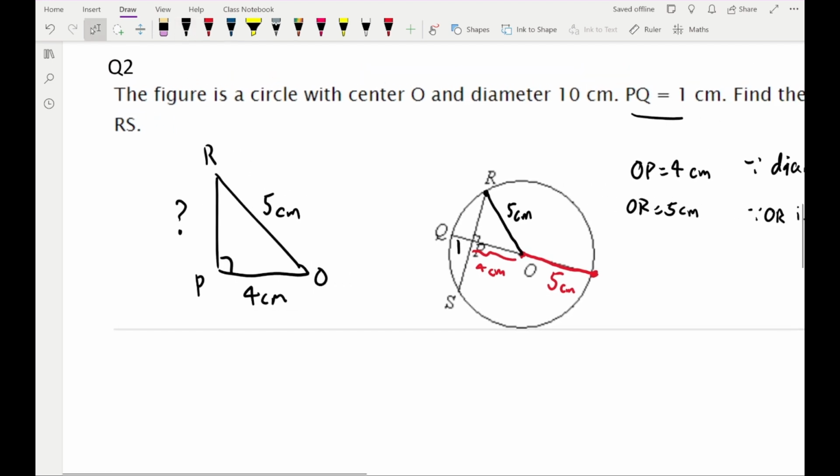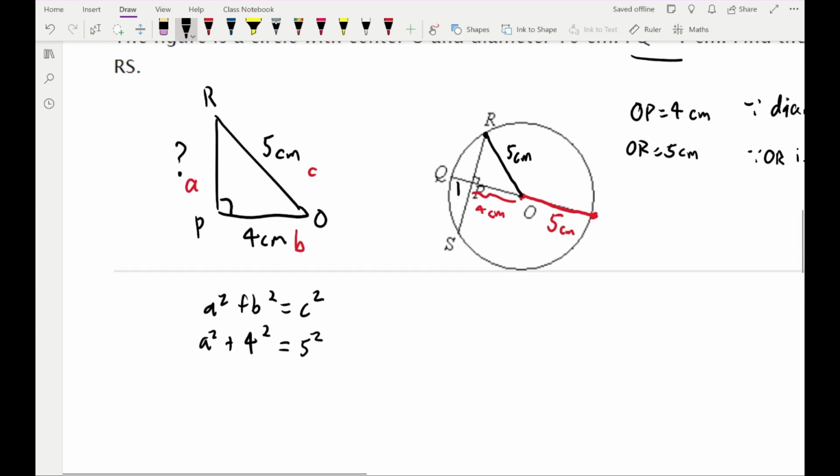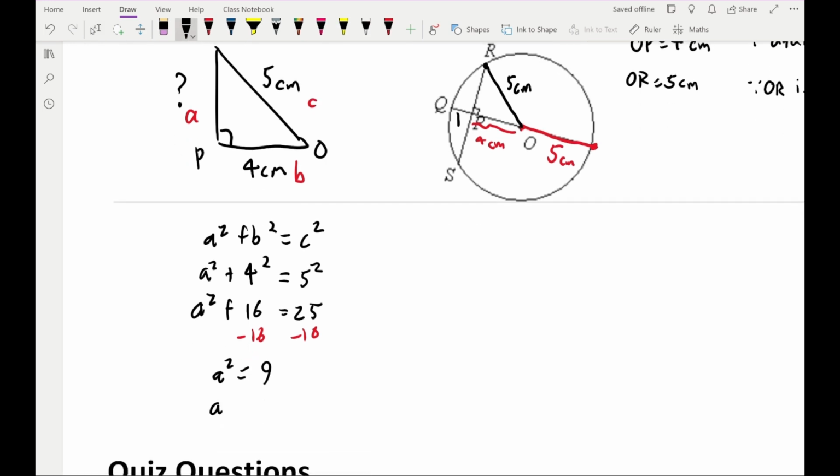Now, some alarm bells might be ringing for you, and this may remind you of something called Pythagoras. So let's label our triangle ABC. And Pythagoras tells us that a squared plus b squared equals c squared. We know what these things are. So b is 4, c is 5, and a we don't know yet. So a squared plus 16 equals 25 is what we end up getting once we simplify it. And then, well, let's take 16 from both sides. So we're going to get a squared equals 9, and that tells us that a is going to be 3.